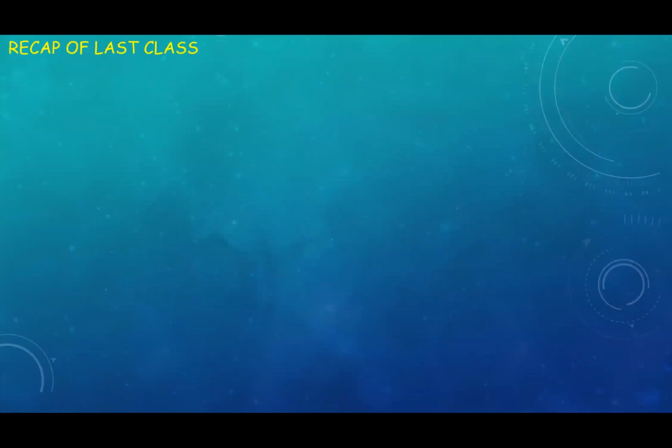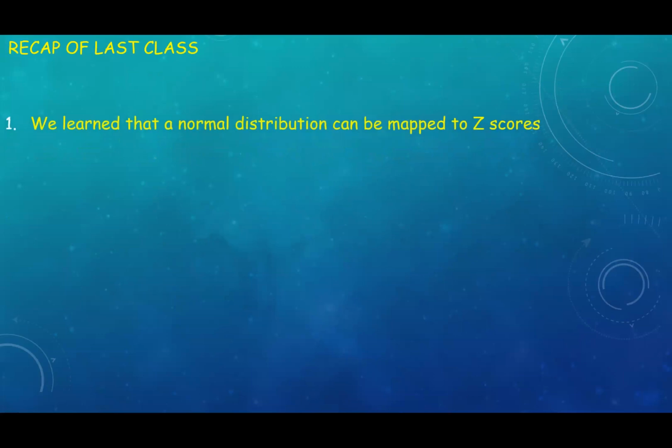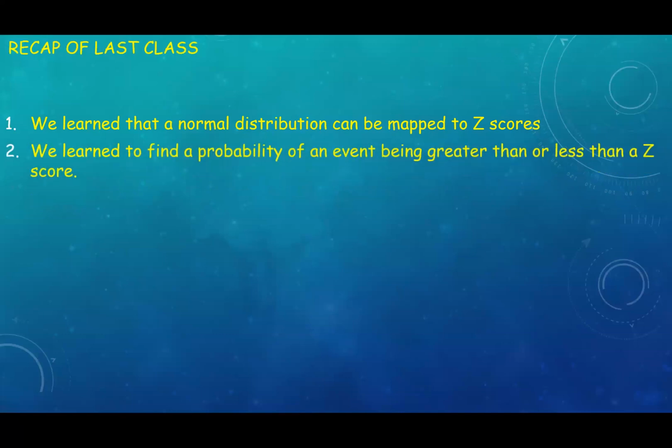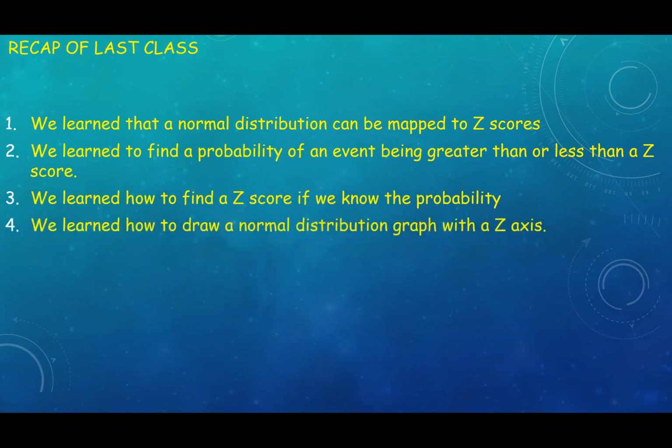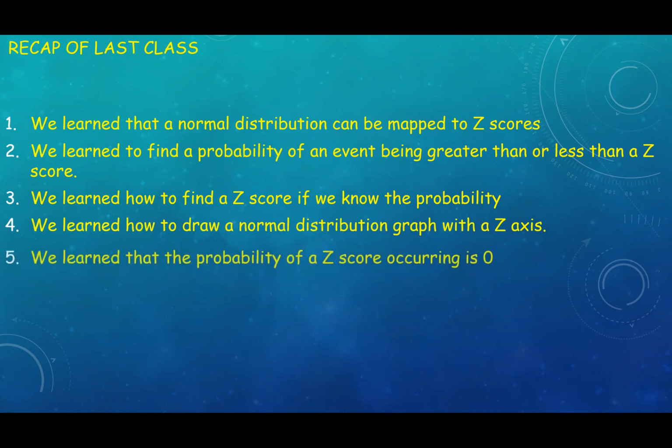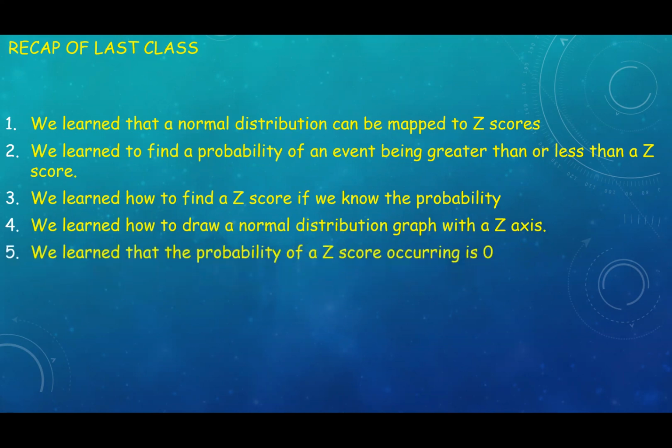Okay, so for a quick review, what did we do last class? We learned that a normal distribution, that's the bell curve, can be mapped to z-scores. And we learned to find a probability of an event being greater than or less than a z-score. We use the z-table with that. We learned how to find a z-score if we know the probability. And we learned how to draw a normal distribution graph with the z-axis. We learned that the probability of a z-score occurring is 0 because you can never have an exact value if it's a continuous distribution.